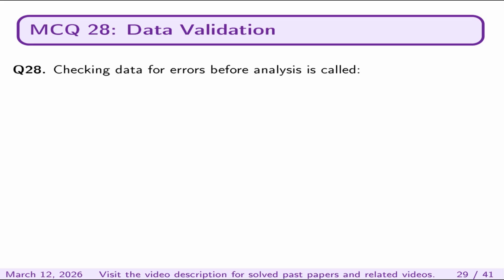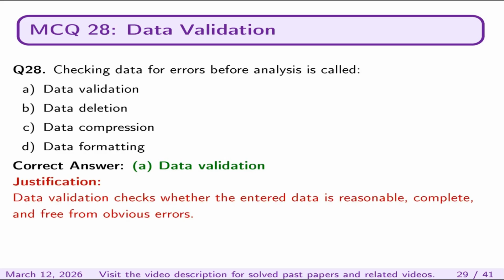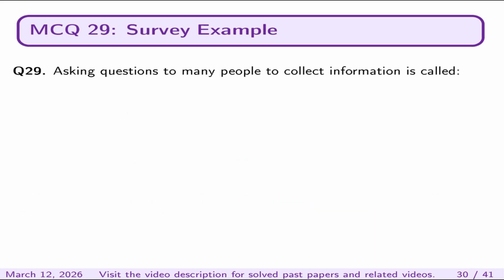Question number 28. Checking data for errors before analysis is called data validation, data deletion, data comparison, data compression, data formatting. The correct option is data validation, because data validation checks whether the entered data is reasonable, complete, and free from obvious errors.